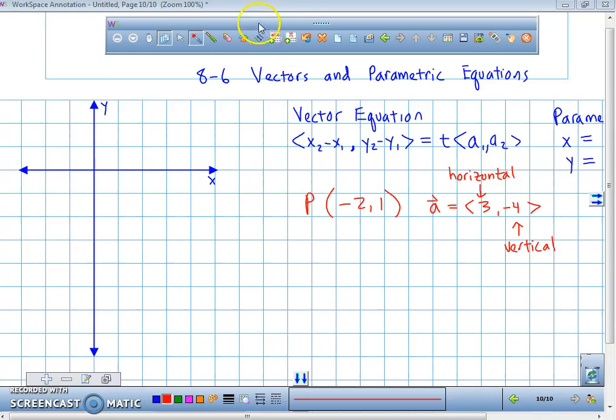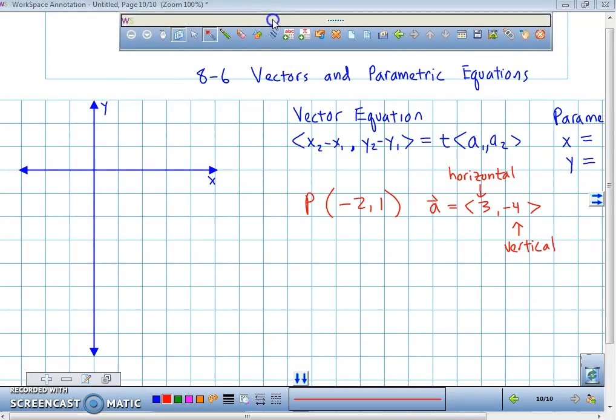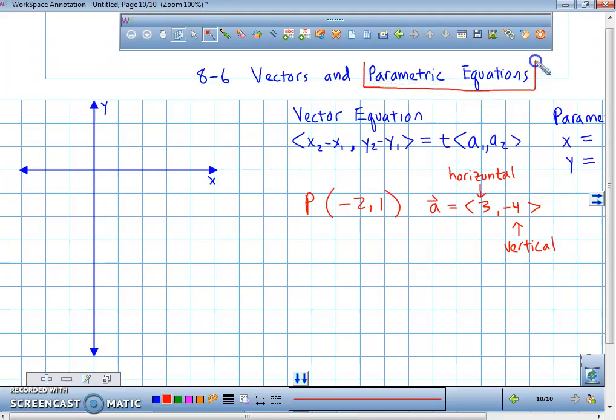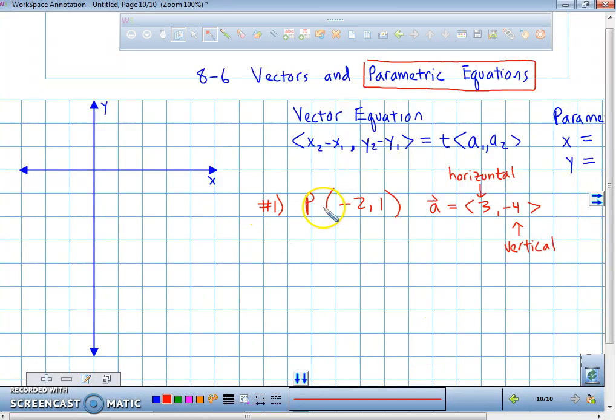All right, today what we're going to be working on is we're still working with vectors, but now we're dealing with something totally different. We're going to be dealing with parametric equations. Problem number 1, we are dealing with this particular point, negative 2, 1. So I want you to put a point right here. I want you to call that point P.